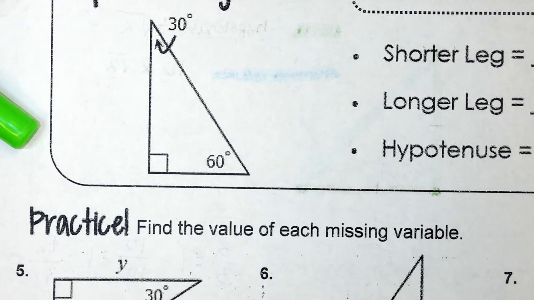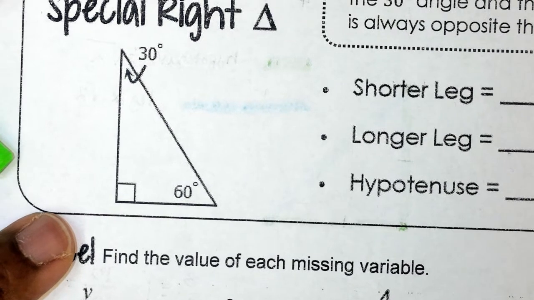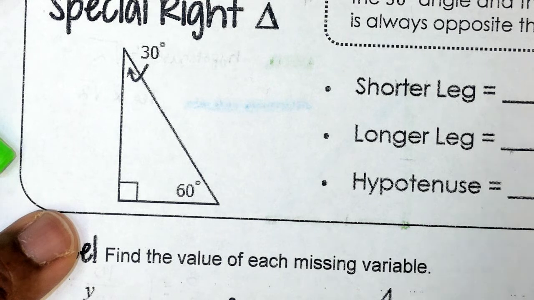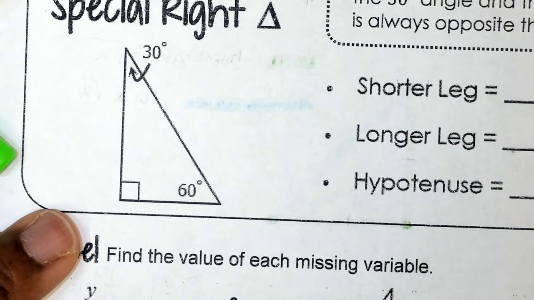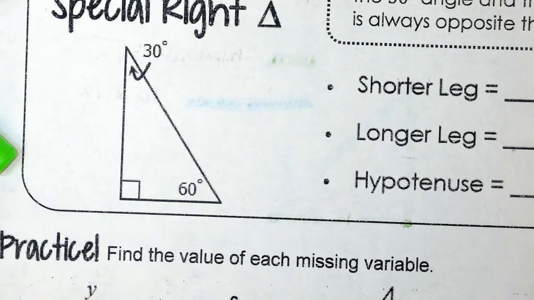The thing I want to say before we start, too, everything always goes through the shorter leg. Like anything you want to find, you have to kind of go through the shorter leg to do it. Say you're missing the hypotenuse, you're going to have to use the shorter leg to get there. Say you're missing the longer leg, you're going to have to use the shorter leg to get there. Everything kind of goes through that. That's like kind of your pathway. Everything goes through that shorter leg.